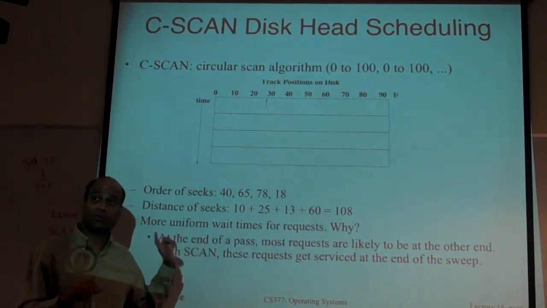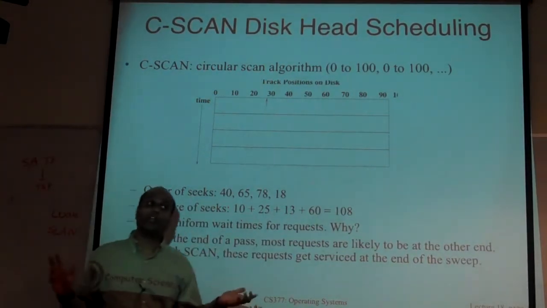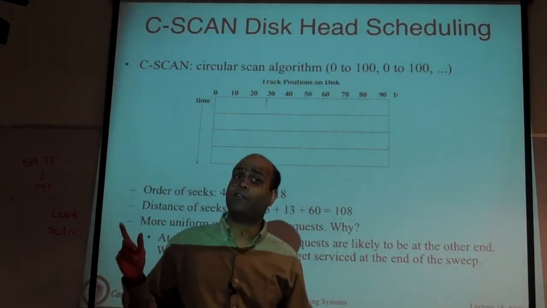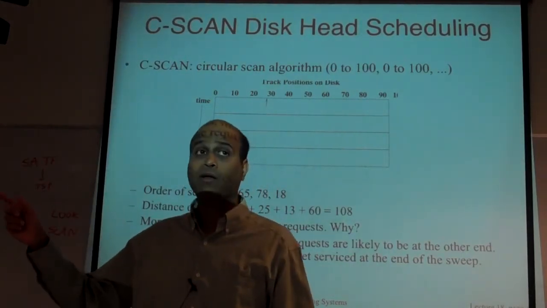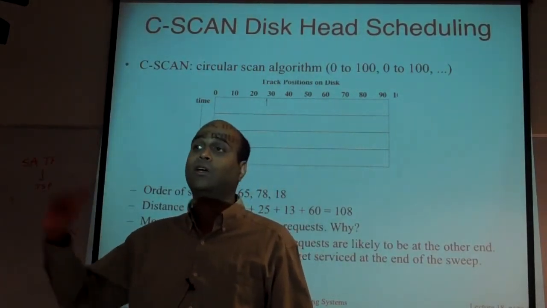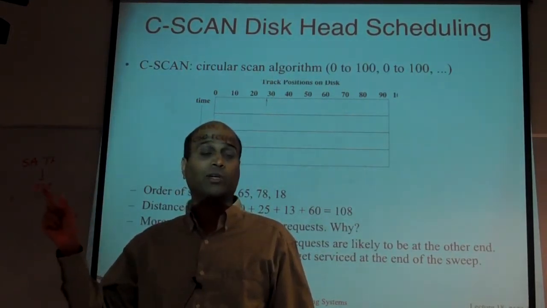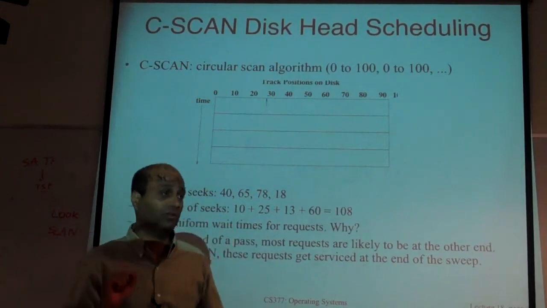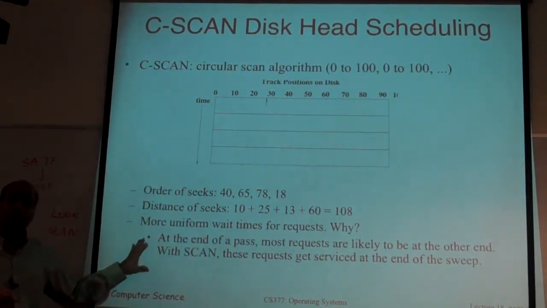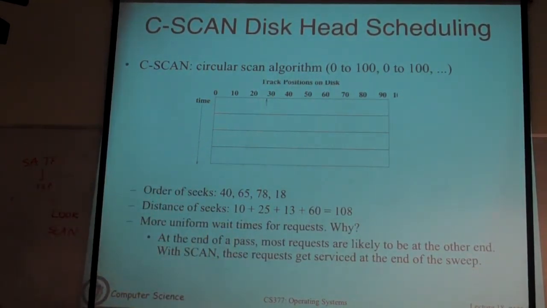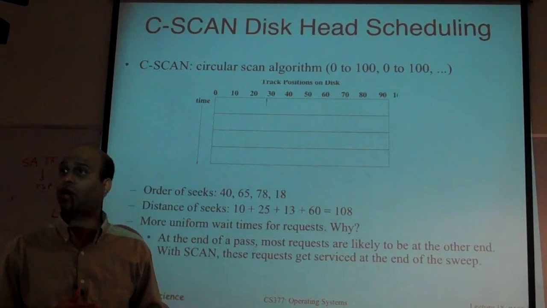In a pure scan, if you're on the outermost or innermost track, you may actually get favored, because if the disk head has just gone by, it will go to the last track, switch and come back and service you. So the wait time is much lower than if you have to wait for a whole scan. This is done more for fairness reasons, so there are more uniform wait times in this case than in scan.